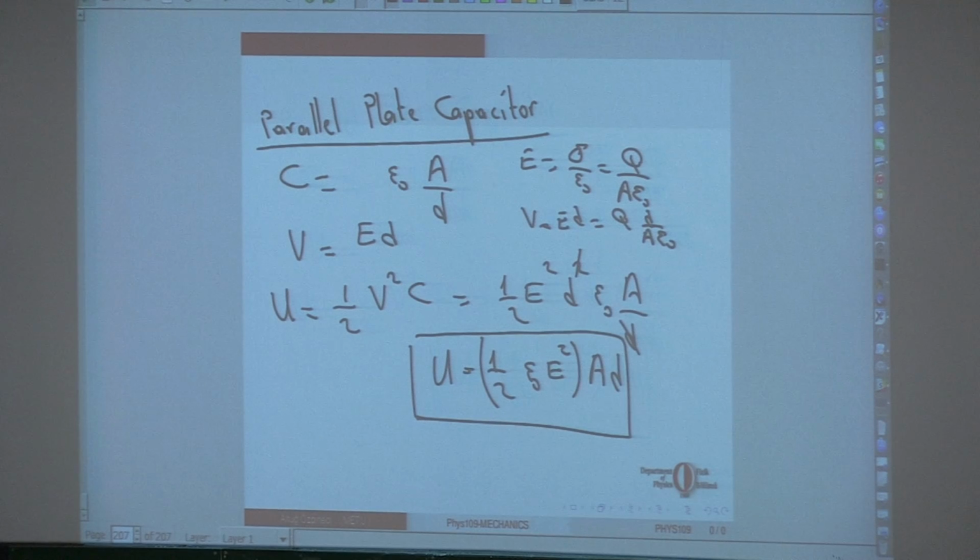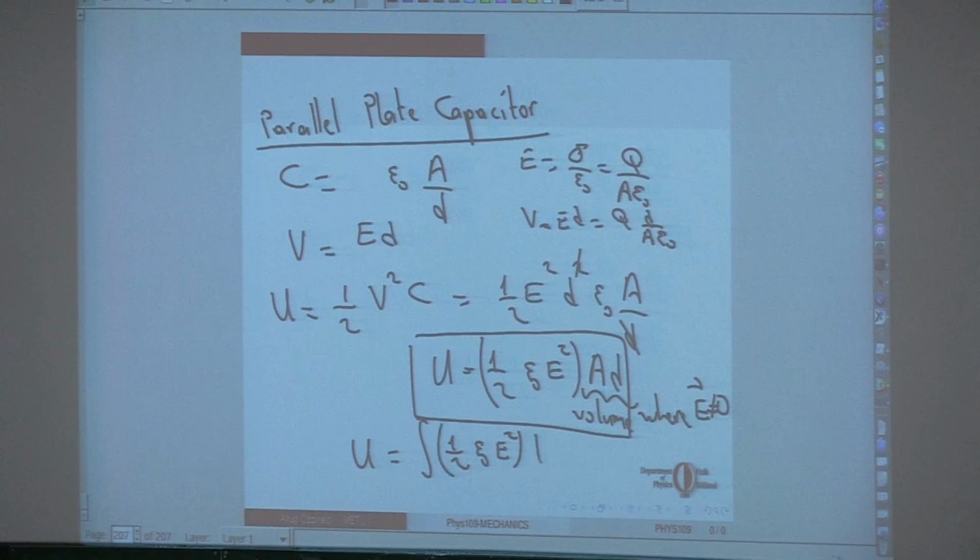Now, if you look at this expression, this A times D is nothing but the volume where E, the electric field, is non-zero. That's the only place where we have a non-zero electric field. Remember, if you have a parallel plate, the electric field is non-zero inside these parallel plates, and it is zero everywhere else. It is constant inside here. So this expression is in fact just another form of writing the integral of 1 over 2 epsilon 0 E squared integrated over all of space. It's the same thing.